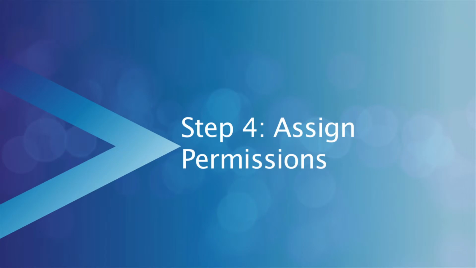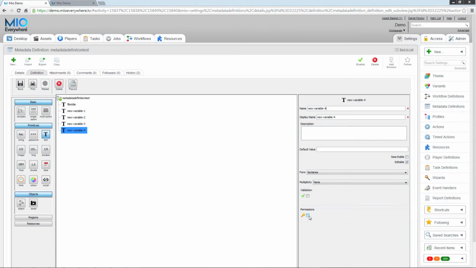Step 4. Assigning permissions. Permissions are held within the metadata schema on an access, read, and write permission setup. On the bottom right-hand corner of the Metadata Designer, in the configuration panel area, you can tick the box that relates to what you want to do.